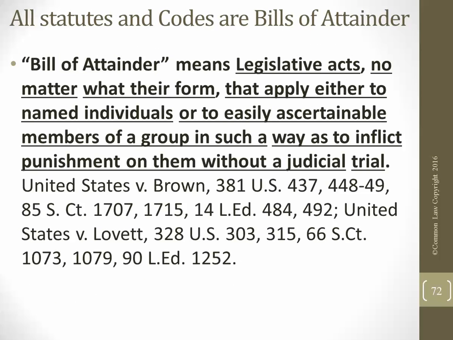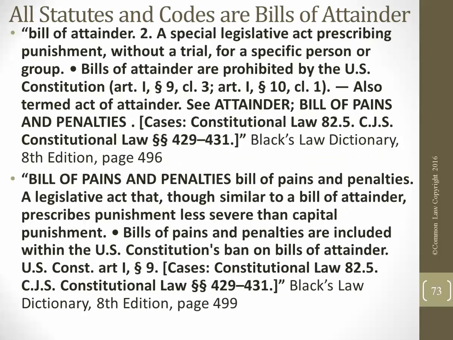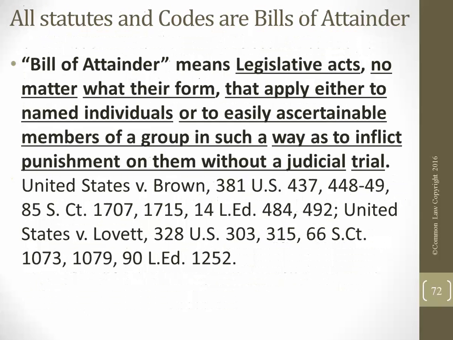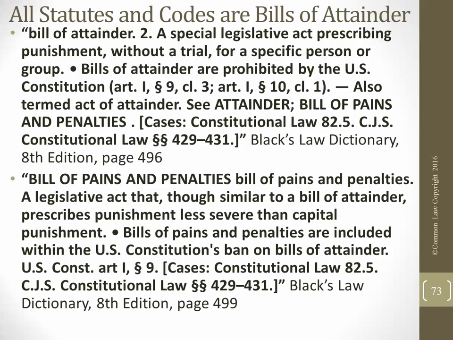And all statutes and codes are bills of attainder too. Okay. A bill of attainder means legislative acts, no matter what their form, that apply either to named individuals or to easily ascertainable members of a group in such a way as to inflict punishment on them without a judicial trial. And that's actually taken from a Supreme Court case. This is taken from Black's Law Dictionary, 8th edition: a special legislative act prescribing punishment without a trial for a specific person or group. Bills of attainder are prohibited by the U.S. Constitution. A bill of pains or penalties is a legislative act that, though similar to a bill of attainder, prescribes punishment less severe than capital punishment.